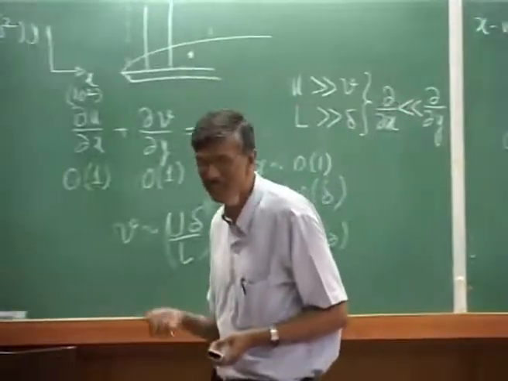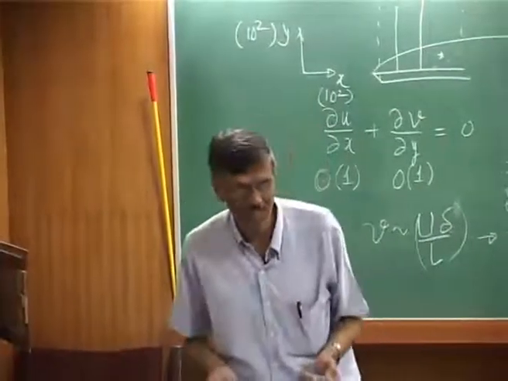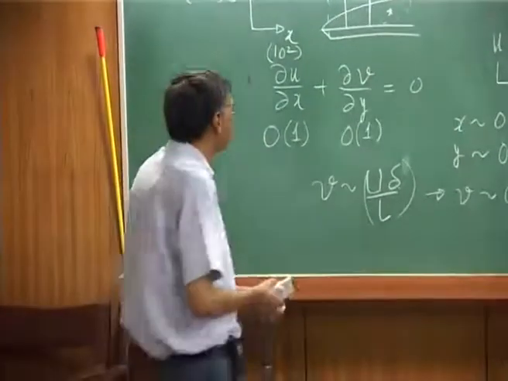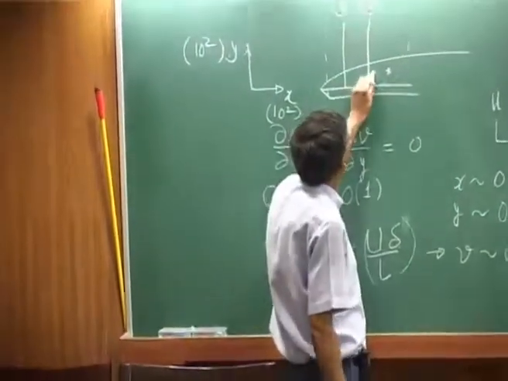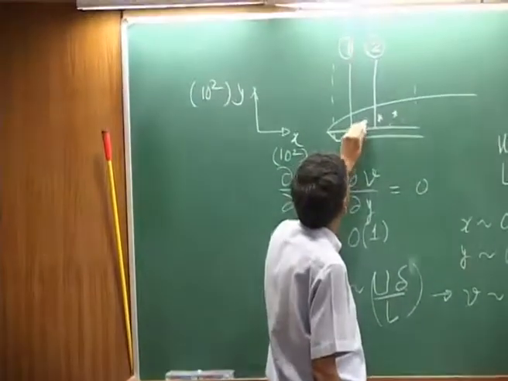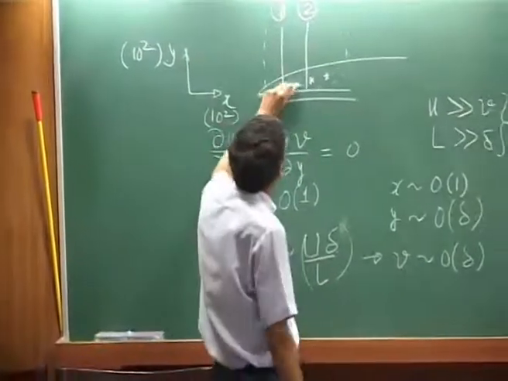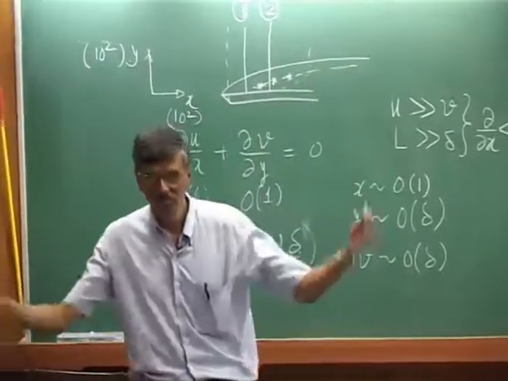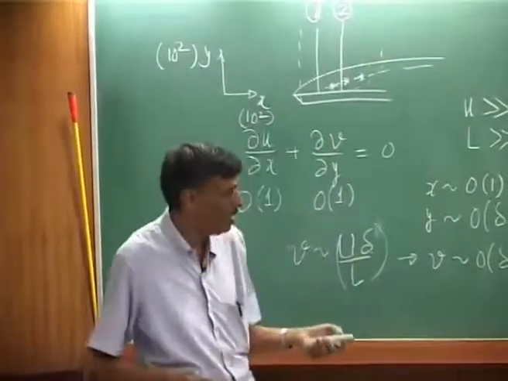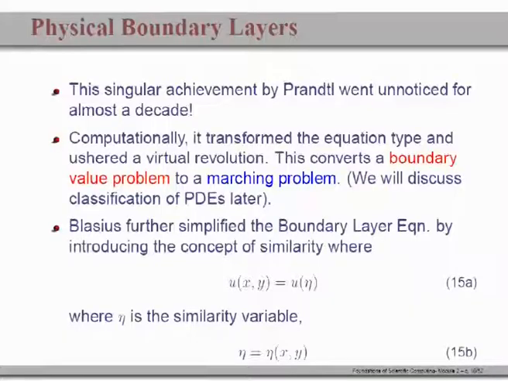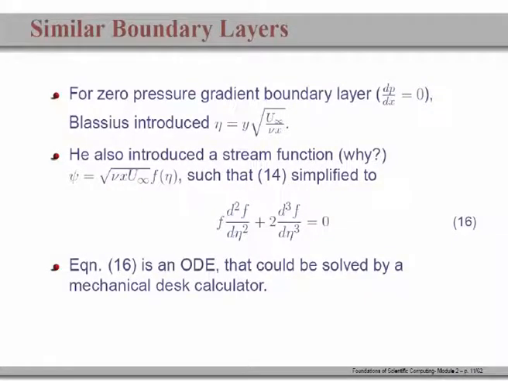Whenever we can do this, we call this a similarity transformation. So, what we are saying is that this point is similar to some other point here, which may be another point here. So, we could probably draw a line across which the solution has the same value that is given by this u of eta, right. So, let us see how it goes. Blasius actually introduced this eta in terms of this combination.